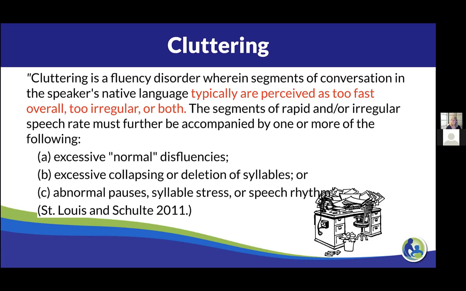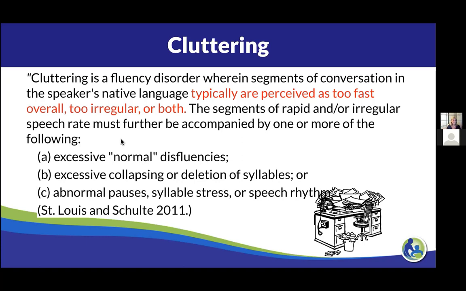For example, excessive normal disfluencies: word repetition, phrase repetition and revisions, interjections, excessive collapsing or deletion of syllables. That would be where a child might say "fortunately" as "firstly," and "television" becomes "tevision." And phrases go together, like "I want to have some fried rice" becomes "I want fried rice." So there's talking so fast that words and syllables get cut out. And then abnormal pauses or stress or speech rhythm.